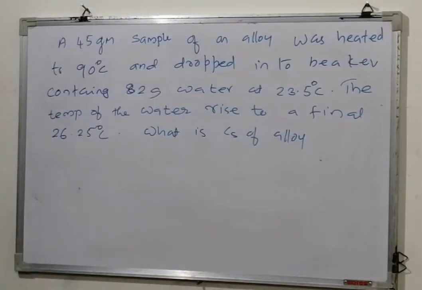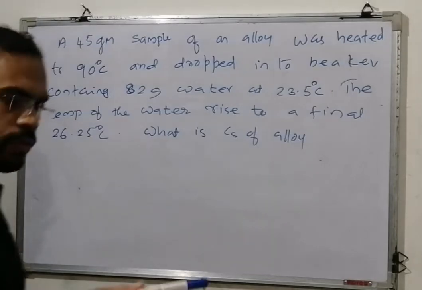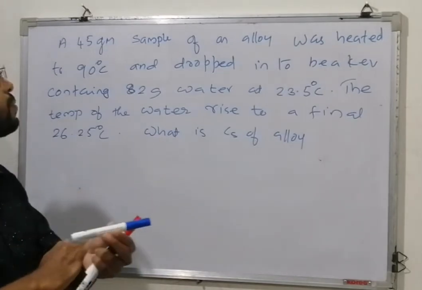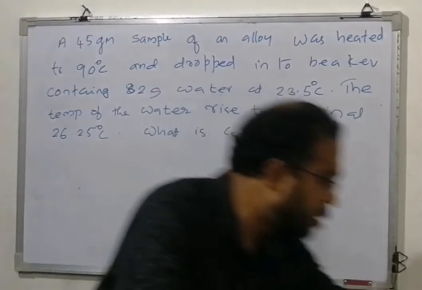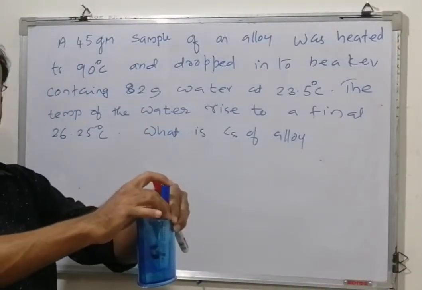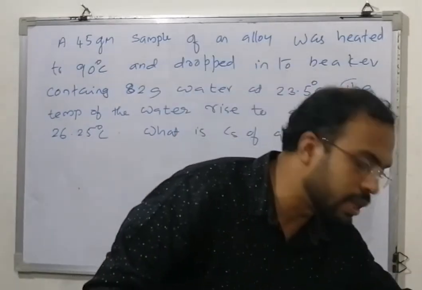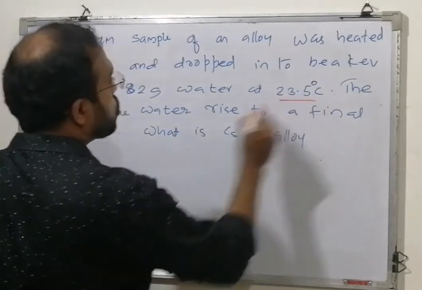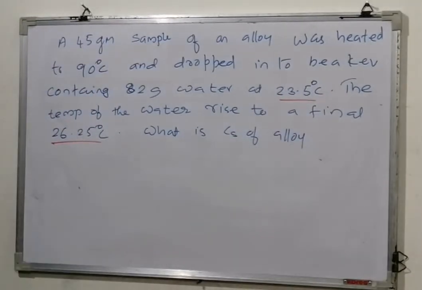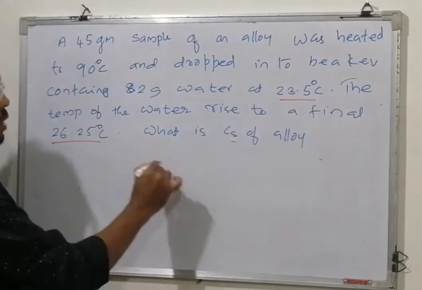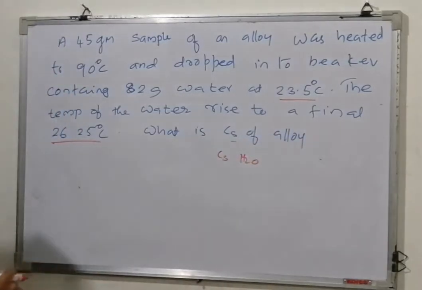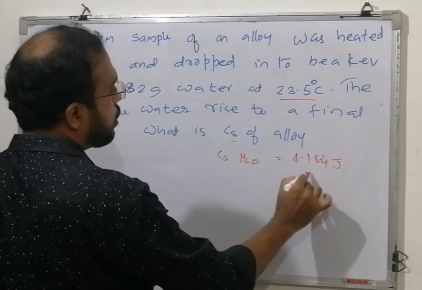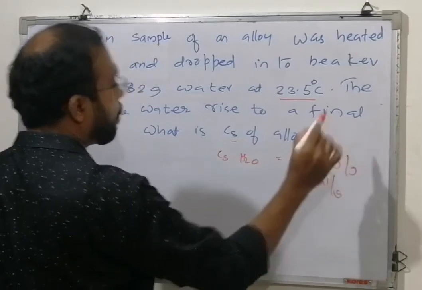Look at the question. A 45 gram sample of an alloy was heated. You have a 45 gram sample alloy. You are heating that, and its temperature becomes 90 degrees centigrade. Then you drop this alloy into a beaker containing water. Because of that hot alloy, the water temperature increased, and that rose from 23.5 to 26.25. What is the specific heat capacity of the alloy? You know the specific heat capacity of water is 1 calorie per gram, or 4.184 in joule.